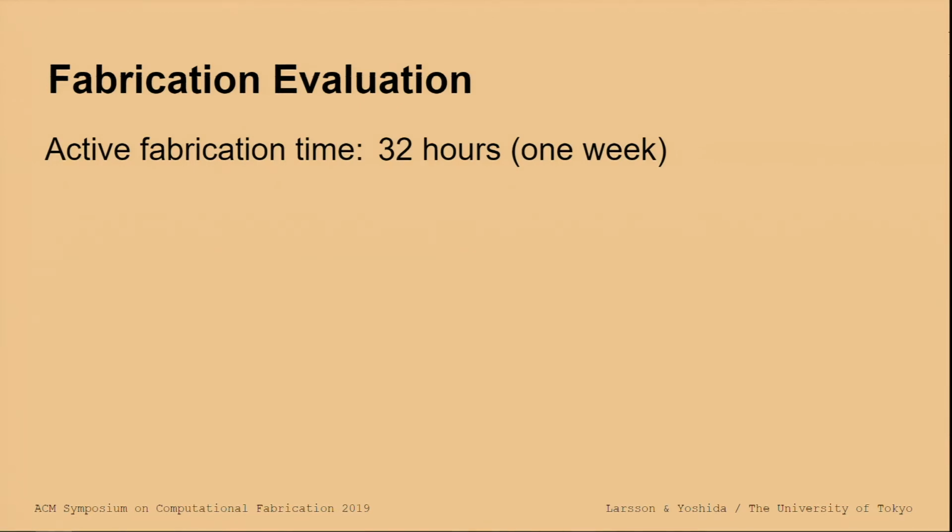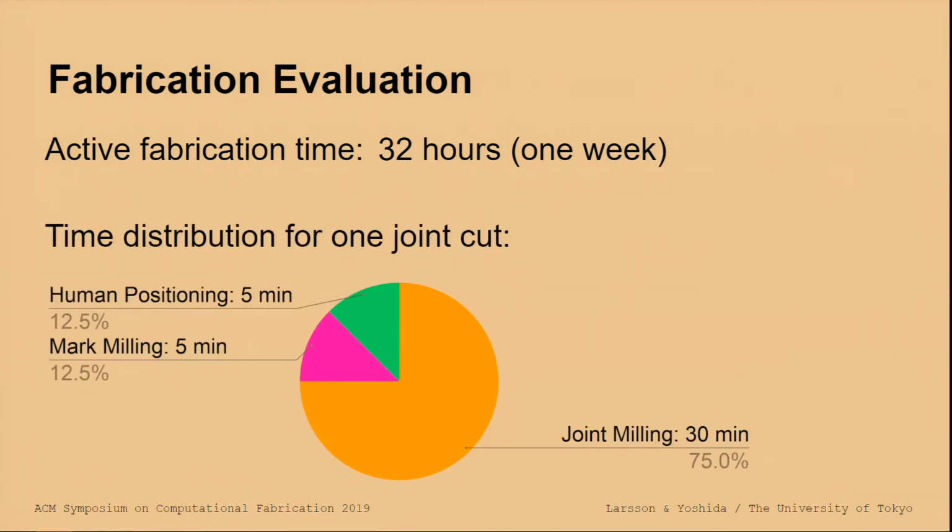So the fabrication took 32 hours, almost 1 week for this relatively small structure. One joint cut takes about 40 minutes, and most of the time is spent actually milling the joint, because it's milled out in millimeter layers, at an average of 30-40 layers for each joint, so it's quite time intensive.